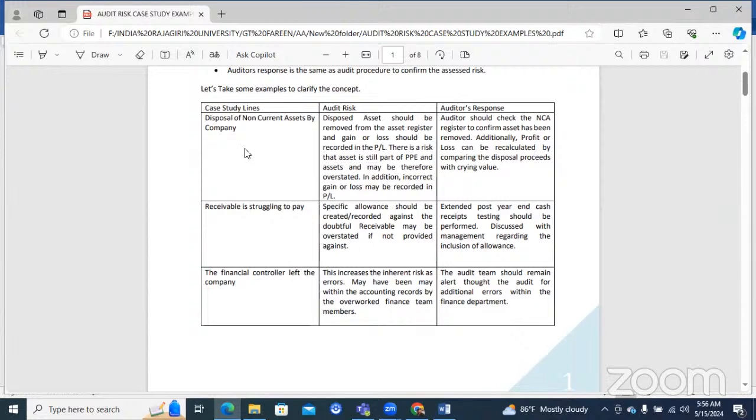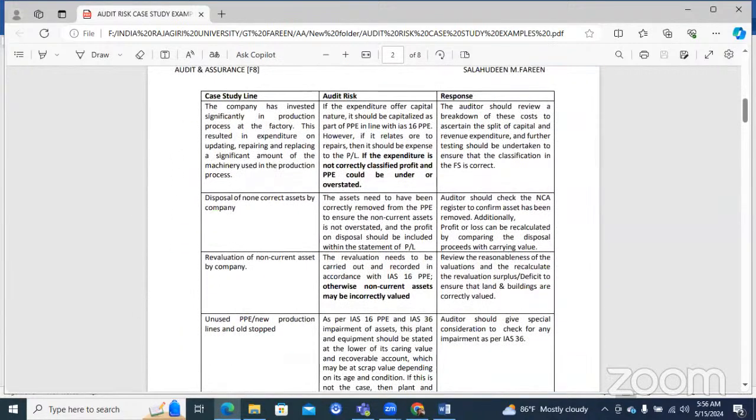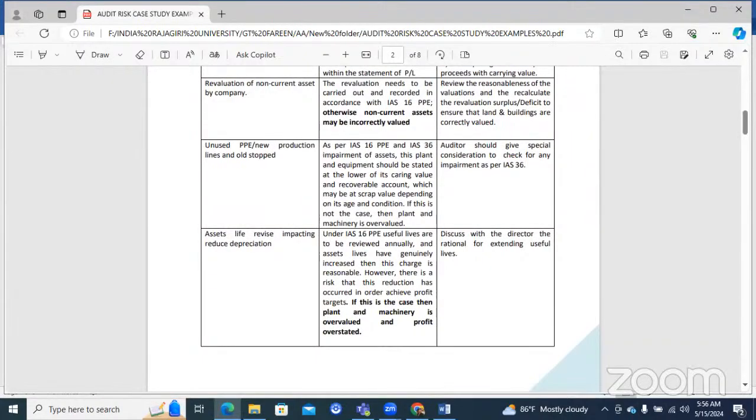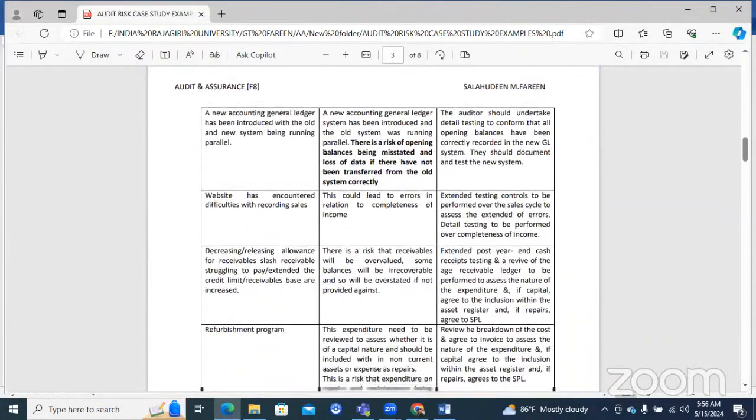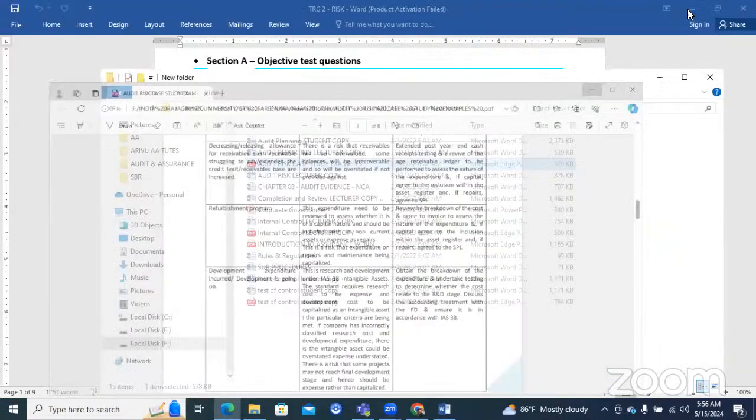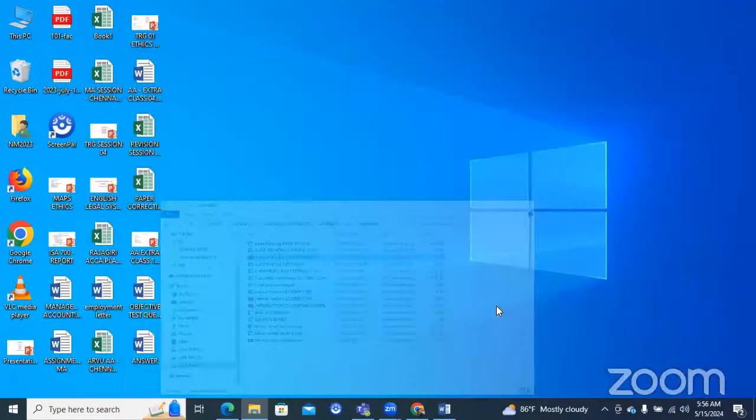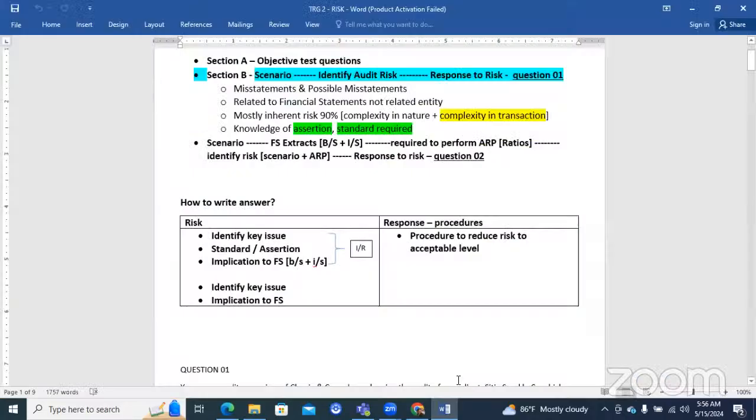So try to prepare case study lines like this, and identify the audit risk and the response to audit risk. That is very comfortable and very easy to approach this question. This is how you should approach a past paper question. If you want to pass this paper, the risk paper is like a predetermined paper where the case study lines are repeatedly tested. So if you familiarize yourself with these case study lines, you will be very comfortable writing answers.